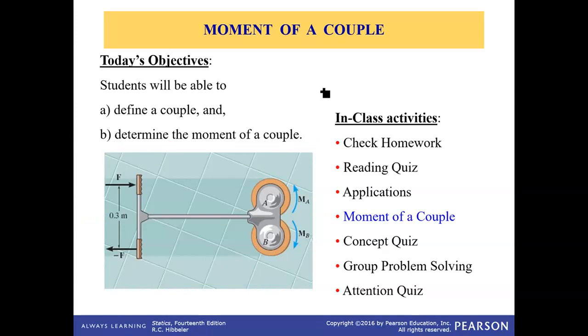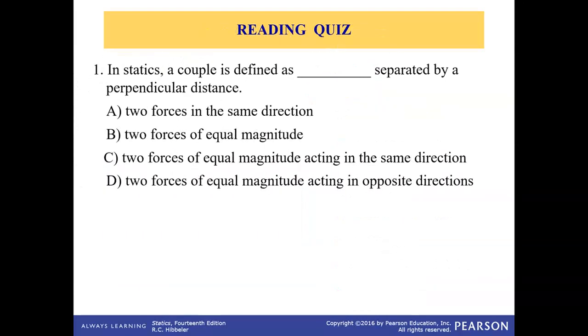In statics, in engineering mechanics, a couple is when there are two forces which have equal magnitude but opposite direction. These two forces form a couple. So in statics, a couple is defined as two forces of equal magnitude acting in opposite direction, separated by perpendicular distance. So this is the correct answer.